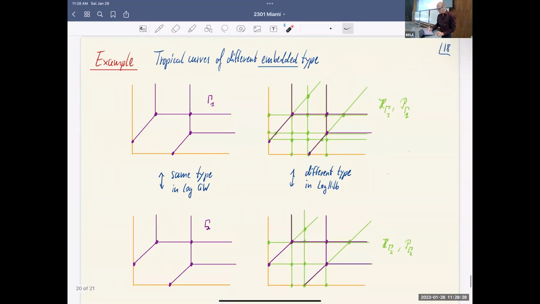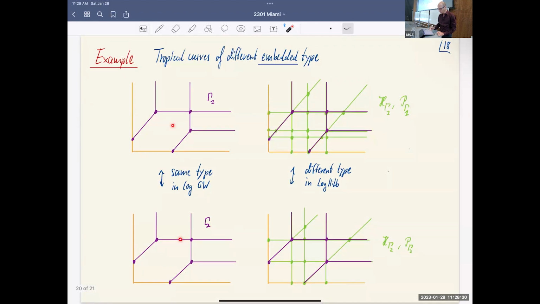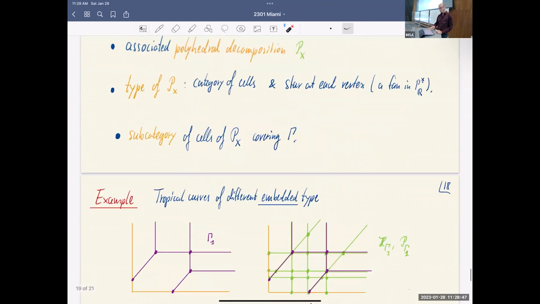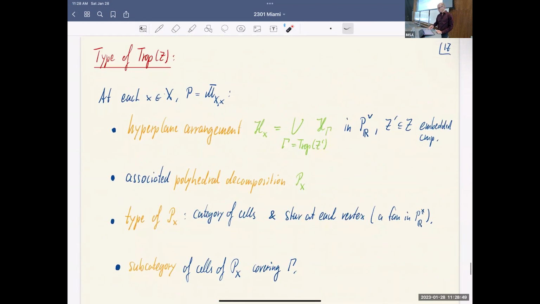Now, you can deform this picture slightly without changing the type in logarithmic geometry, but what you see here is that once these two things align, you get a different type. So these two things have a different type from the point of view of the log Hilbert scheme. So only two more slides.